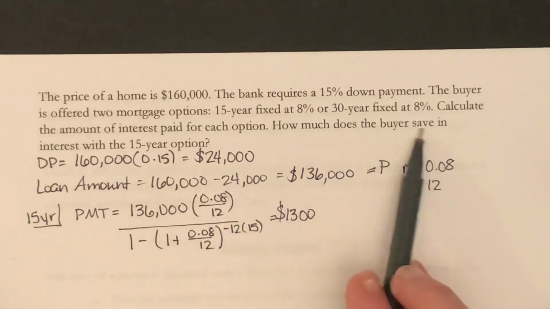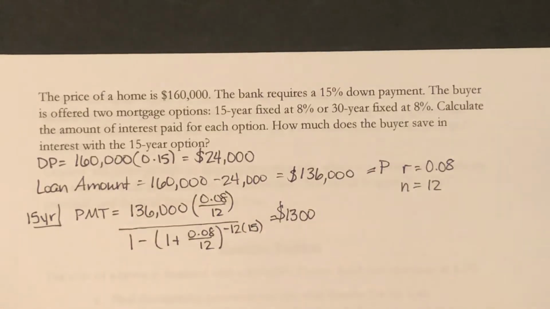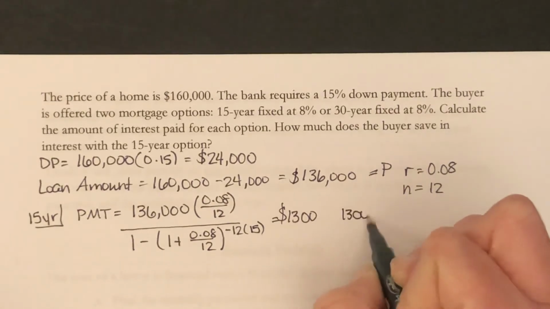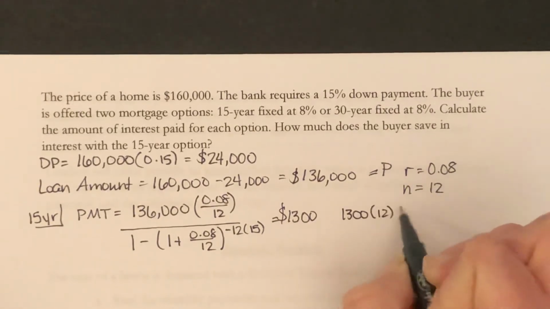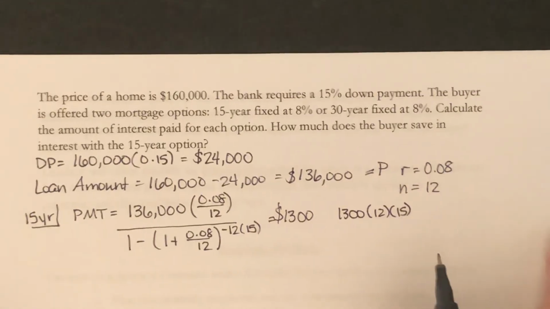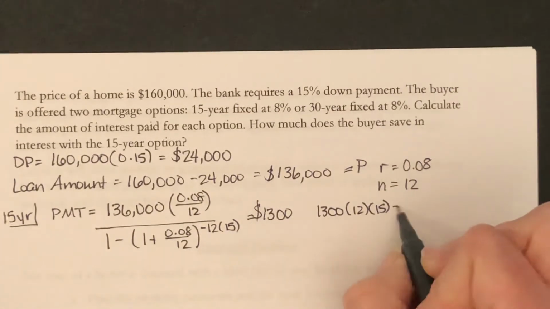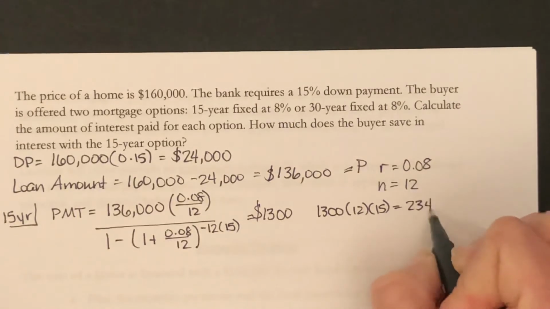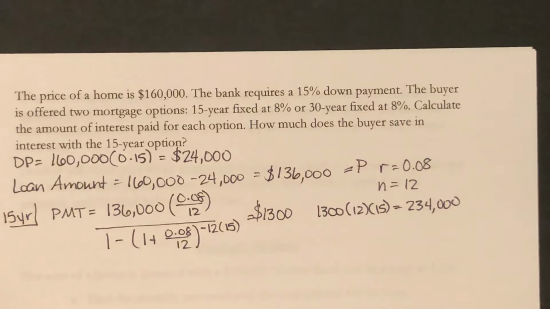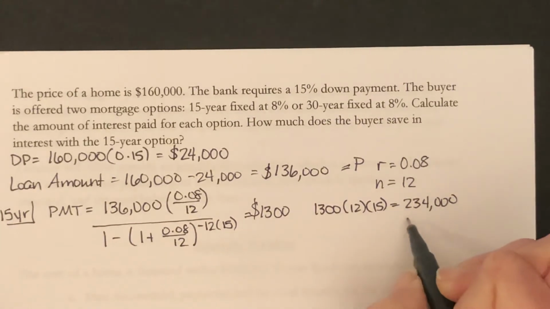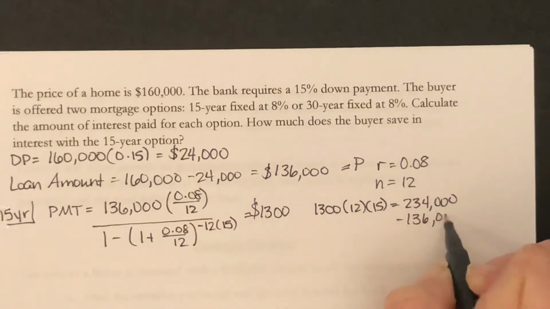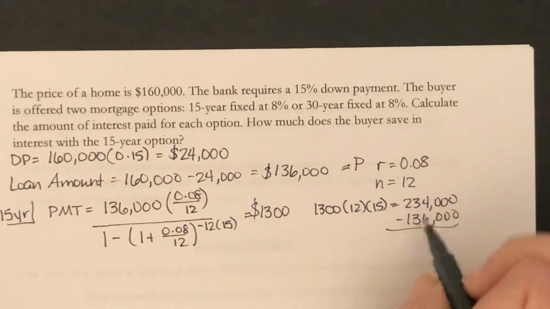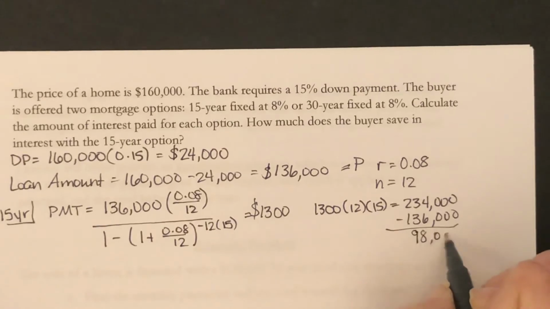We're supposed to find how much they save in interest, so I'm going to go ahead and figure out how much interest is paid here. This would be $1,300 times 12 times 15, which gives you $234,000 that you've paid in. Subtract off the amount of the loan, and therefore you have paid about $98,000 in interest.